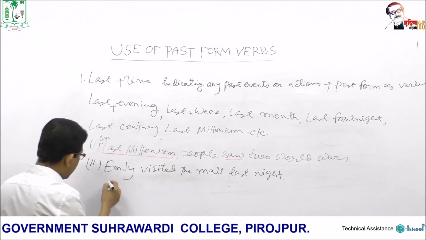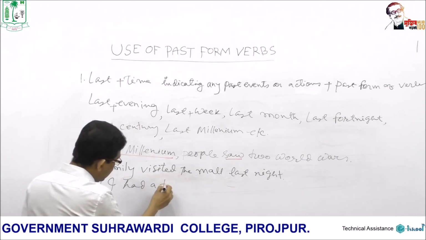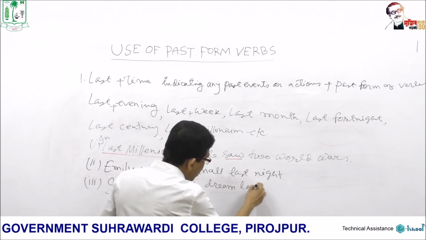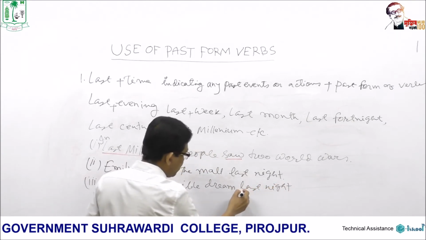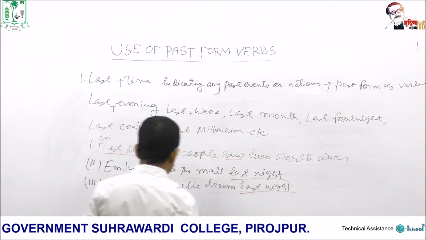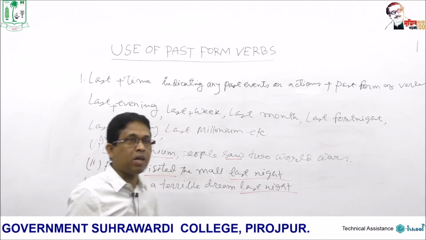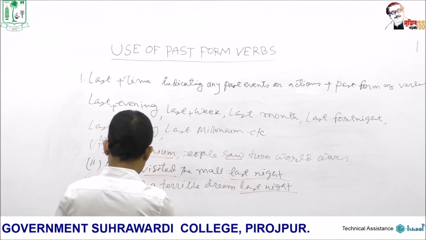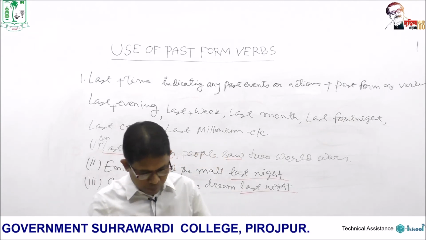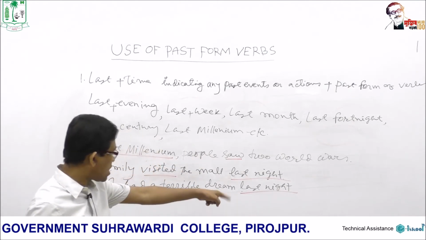Or number three: I had a terrible dream last night. So, last plus time, last night. We have to use the past form of verbs when there is last plus time, last night, and then in the last millennium, etc. So, here Emily visited. Here we have used the past form of verbs because there is last plus time. I had a terrible dream last night. "Had" is the past form of "have", because there is last plus time.